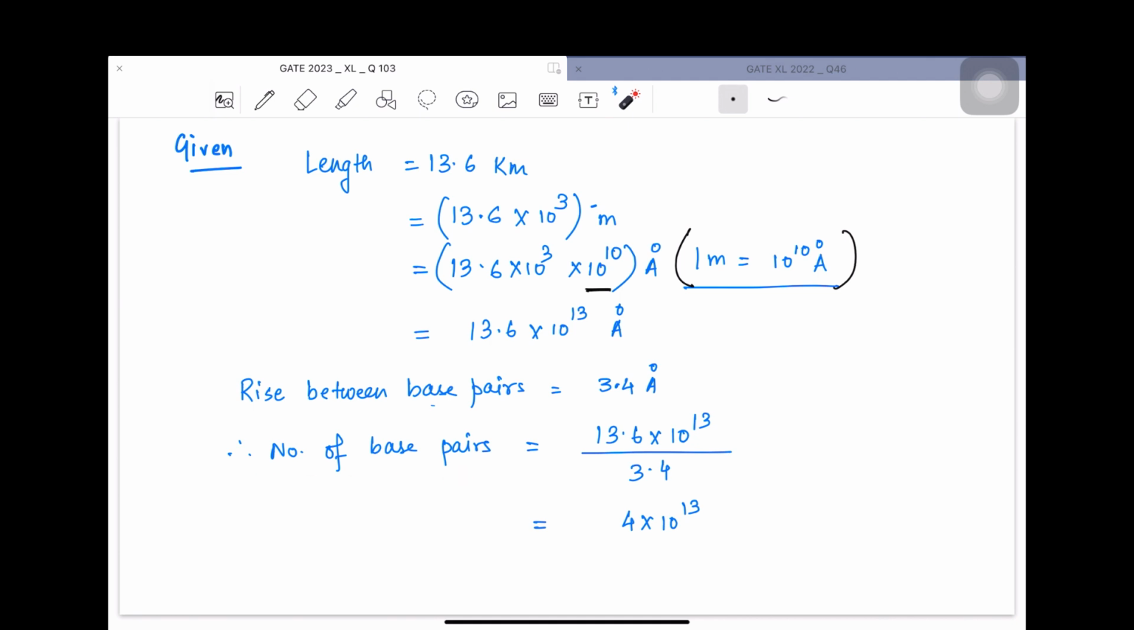And how do we calculate the number of base pairs? We simply divide the length by the rise between each base pair. So 13.6 into 10 to the power 13 divided by 3.4 gives us the number of base pairs as 4 into 10 to the power 13. So there are 4 into 10 to the power 13 base pairs or nucleotide pairs present in this particular DNA molecule.